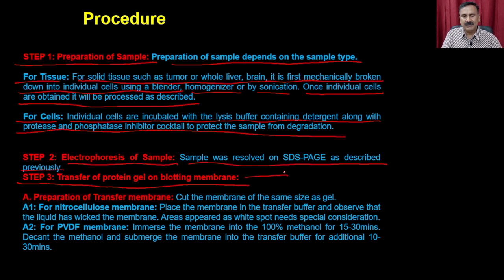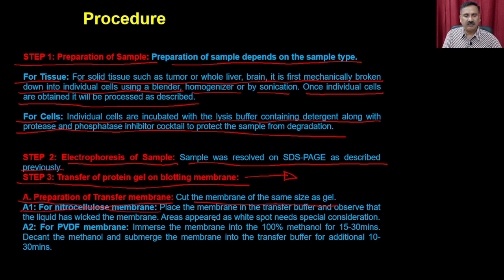That is a very, very important and crucial event, because how good you are at doing the transfer is actually going to decide the quality of the Western blot. So first you have to prepare the transfer membrane. Cut the membrane to the same size as the gel, and then you are going to have these events.